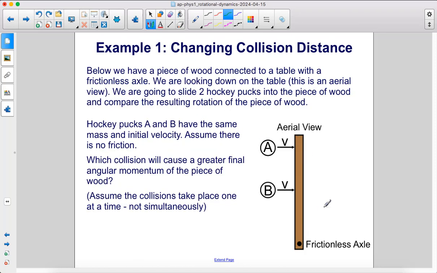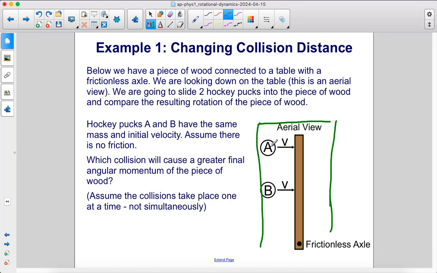Here's a classic problem about what we just learned. Below, we have a piece of wood connected to a table with a frictionless axle. We are looking down on the table, therefore this is an aerial view. So these are not going to be projectiles where they're falling. We're looking down on a tabletop, like here's the tabletop. So these are moving horizontally on the table.